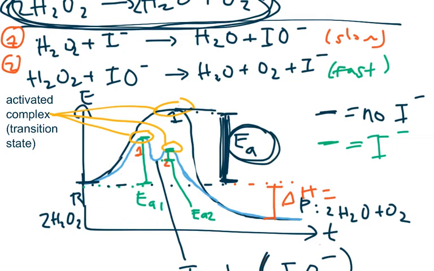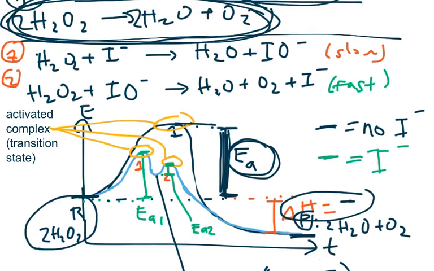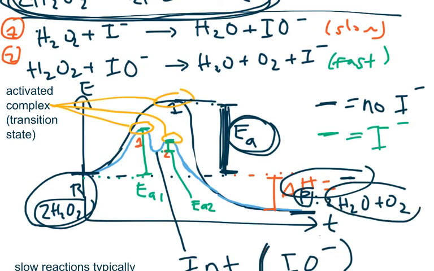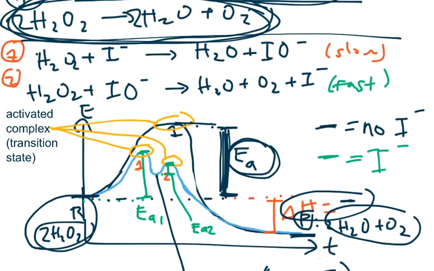Now, our delta H will be negative because notice how the products are lower in energy than the reactants. So overall, the reactants are losing energy to become the product, so it's an exothermic reaction. And notice how I labeled the reactants here, which is just 2H2O2, and the products are 2H2O plus O2. So now let's look at the catalyzed reaction. This catalyzed reaction is a two-step reaction.